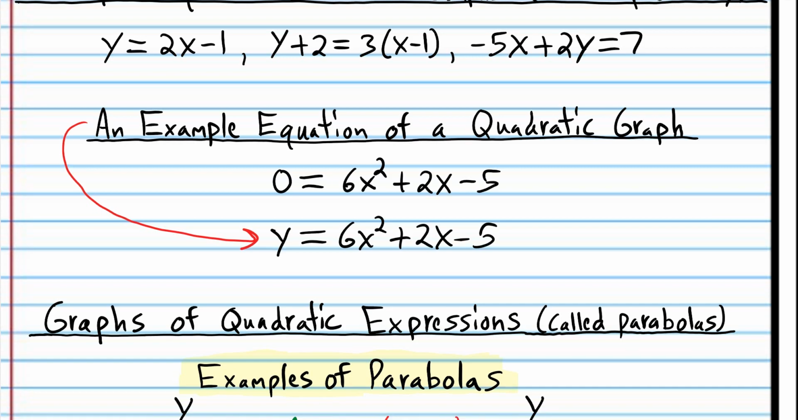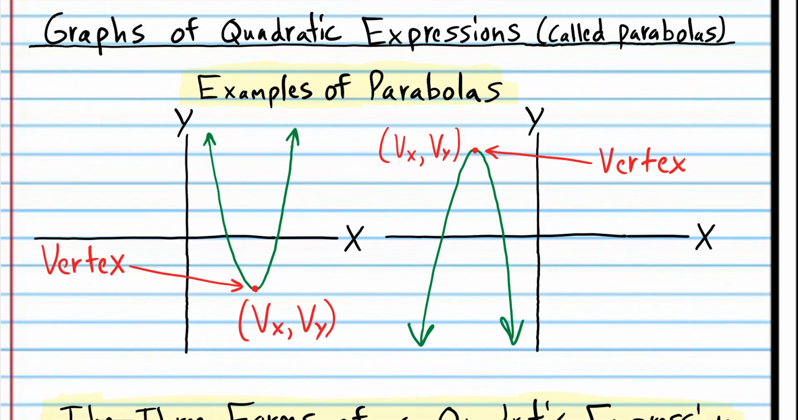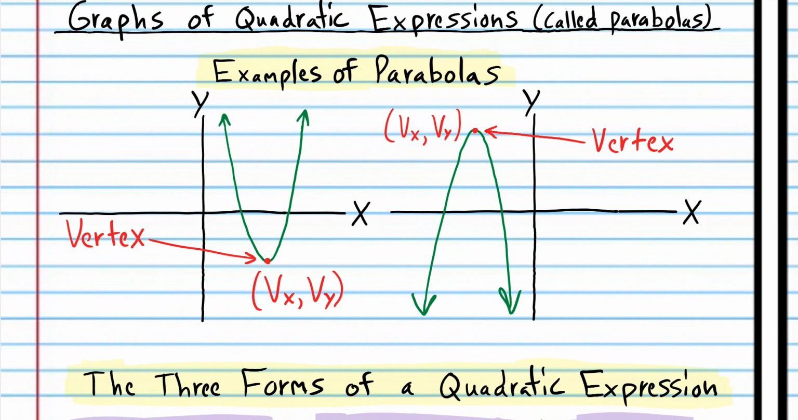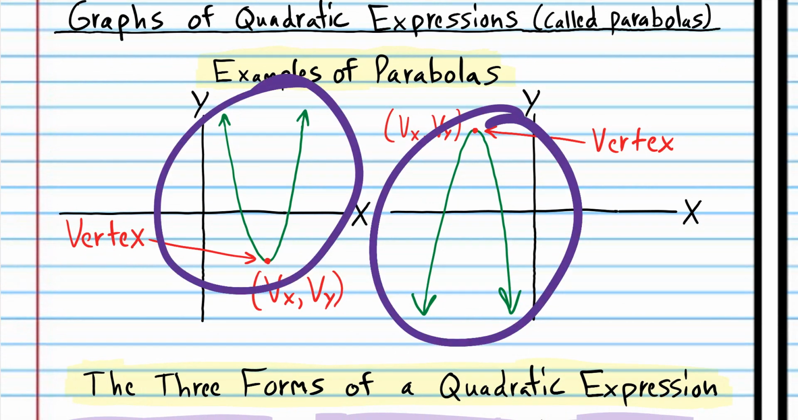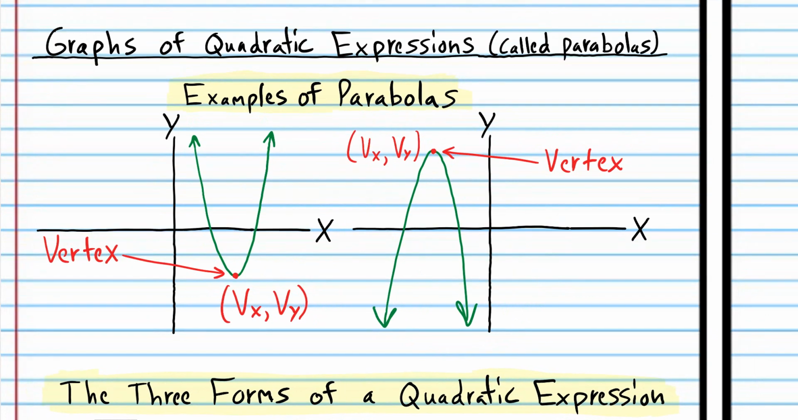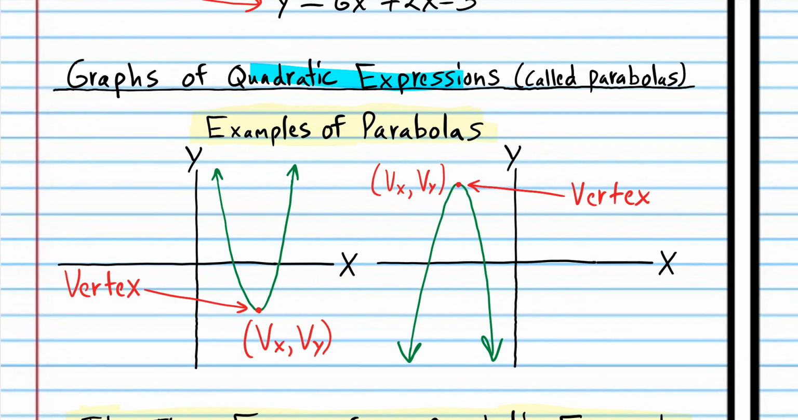And when we do that, we come up with these green shapes here. And when you graph a quadratic expression, you get something that we call a parabola. These shapes are called parabolas. And notice these arrows here. That just means that the graph keeps going up and up forever, or down forever.